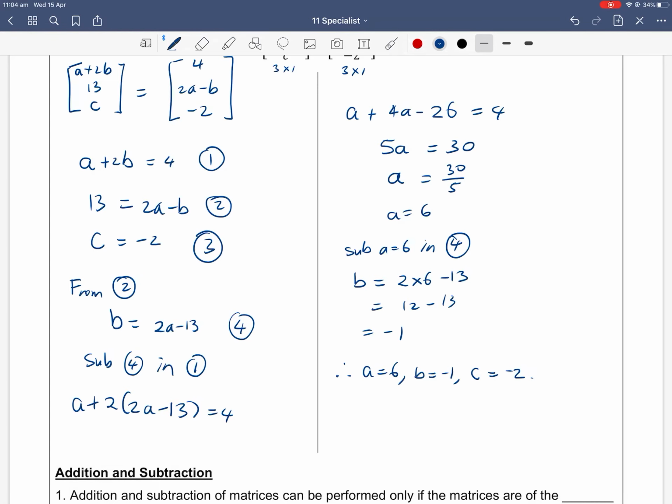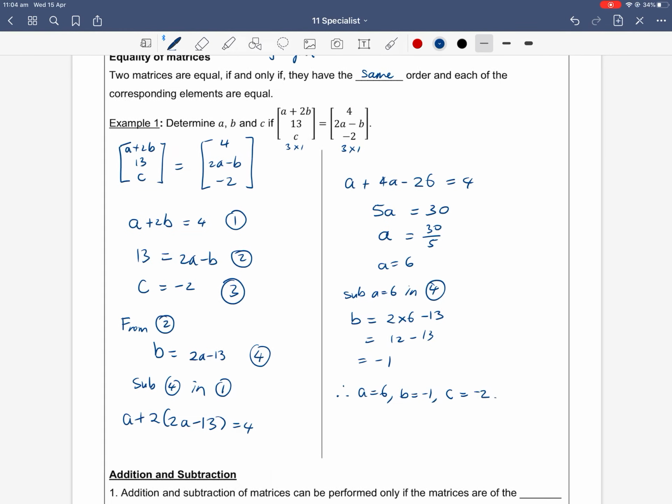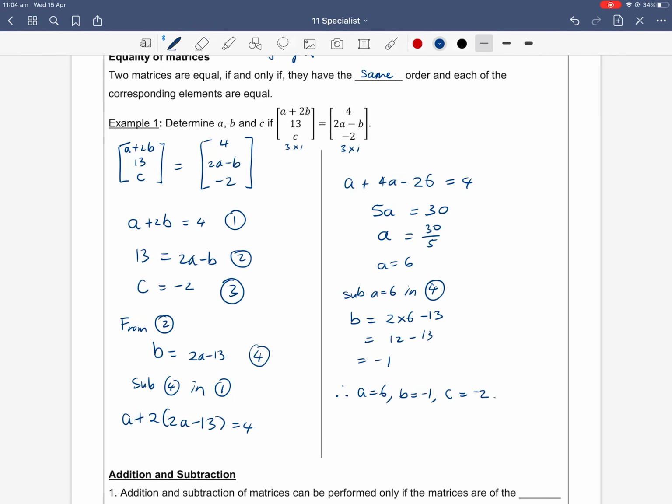There we go. So first check two matrices are the same if and only if they have the same size, the same dimensions. And then if they do have the same dimensions, then the corresponding elements are the same.